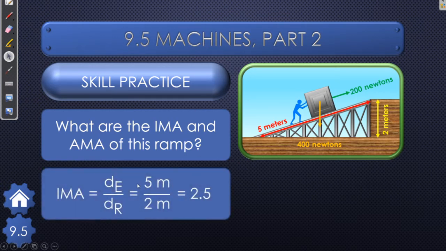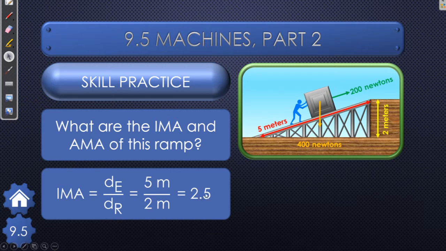We'll start with the IMA. Remember, the IMA is equal to the effort distance divided by the resistance distance. The effort distance, or the distance that Frank has to push the box, is 5 meters. The resistance distance, the distance that the ramp physically lifts the box, is only 2 meters. So the ideal mechanical advantage is 5 meters divided by 2 meters, which is 2.5.